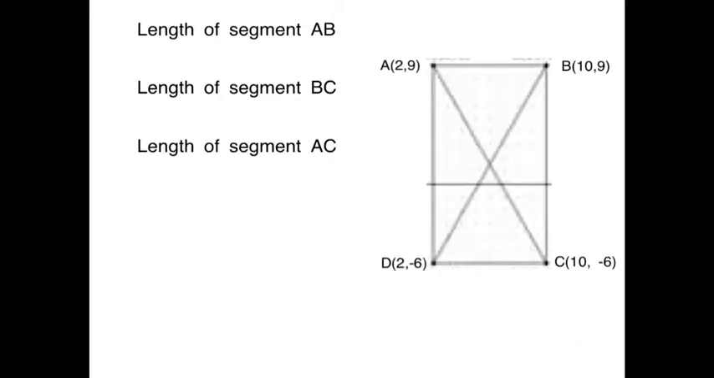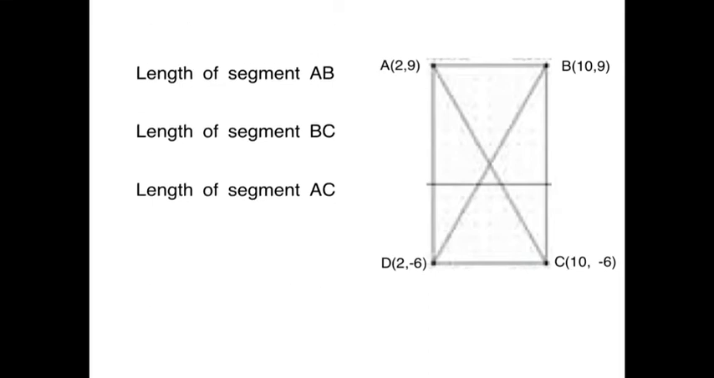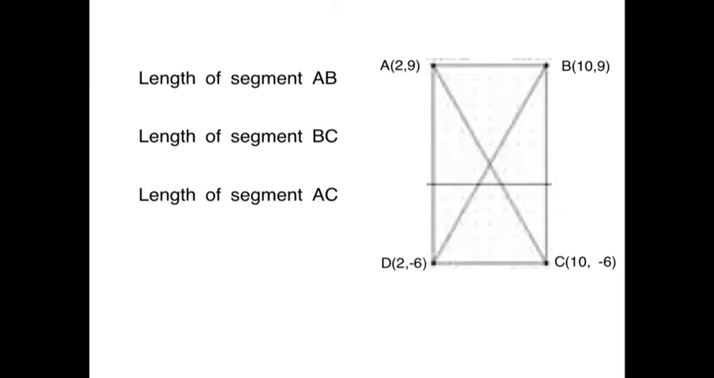So looking at the information that we have here, we found the length of AB across the top was 8. The length of segment BC down the right hand side was 15. And the length of segment AC, the diagonal, was 17. And that's the end of this part of the video. The next one will be on slopes.